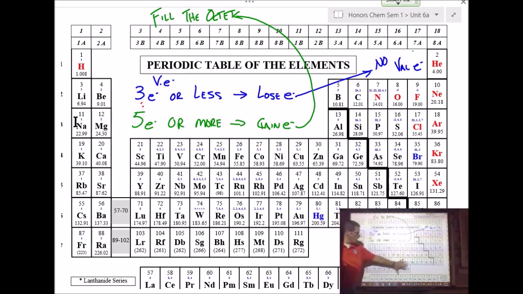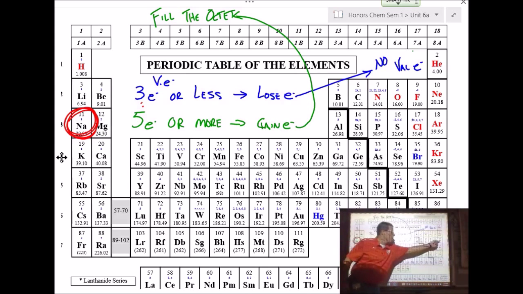Okay, like sodium? All right, now listen. So the question is, we're looking at sodium. How many valence electrons does sodium have right now? 1 valence electron. Okay. So is it easier to gain 7 electrons to fill up the octet or to lose 1 electron? Lose the 1 electron. So it'll lose that 1 electron, and then it'll only have 10 electrons, but the proton number still stays 11. So now it has a +1 charge.